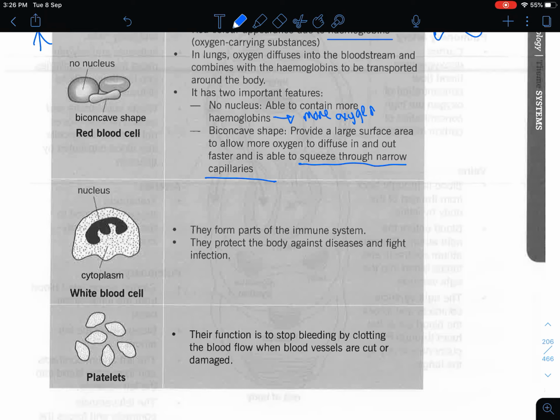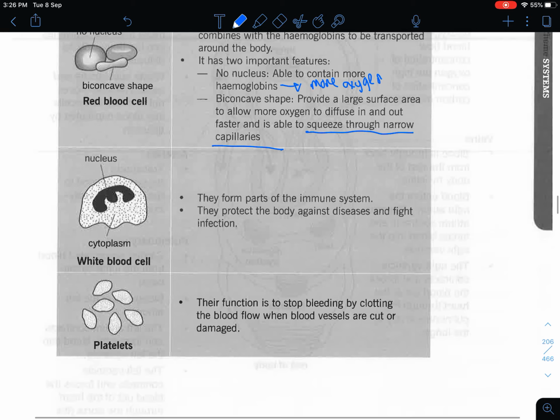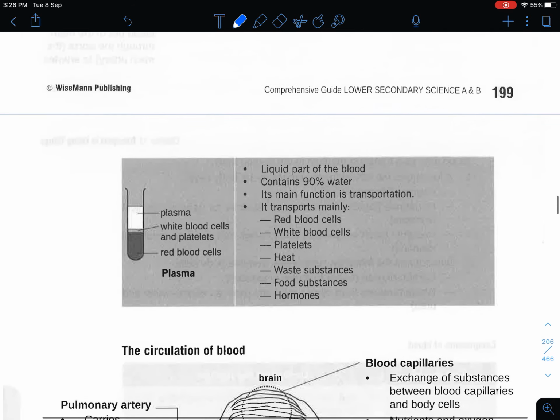Your white blood cells: there are two types, your lymphocytes and phagocytes. Your lymphocytes tend to produce antibodies to fight off infection. Your phagocytes tend to engulf and ingest bacteria to kill them. Both of them form your immune system, and they protect the body against diseases and fight off infection. White blood cells are not able to fight off viruses, so that is one thing to take note of. Okay, and then of course platelets are mainly to stop bleeding by forming blood clots.